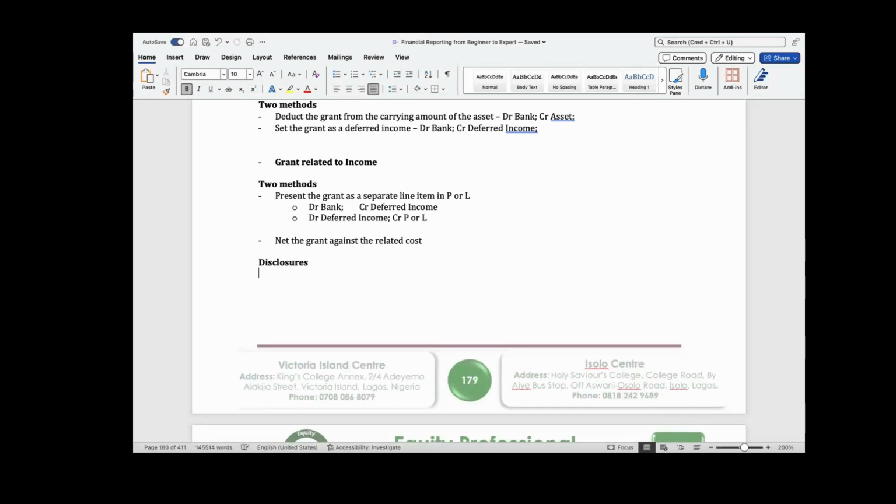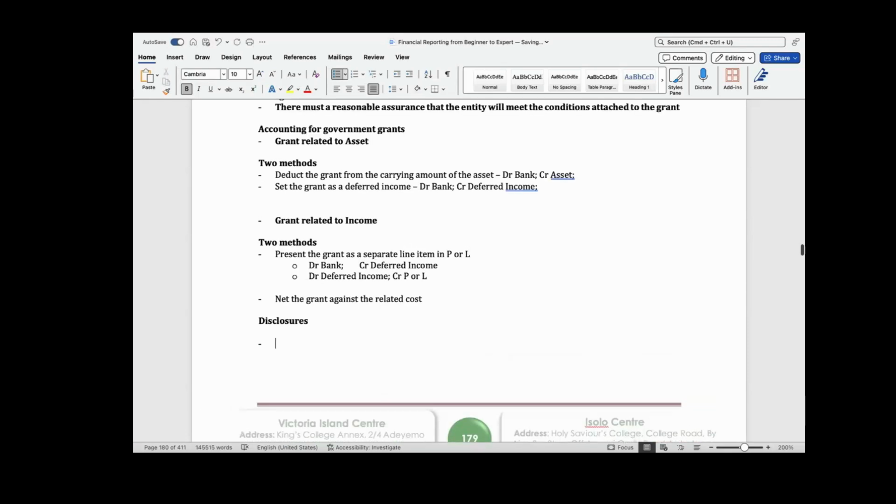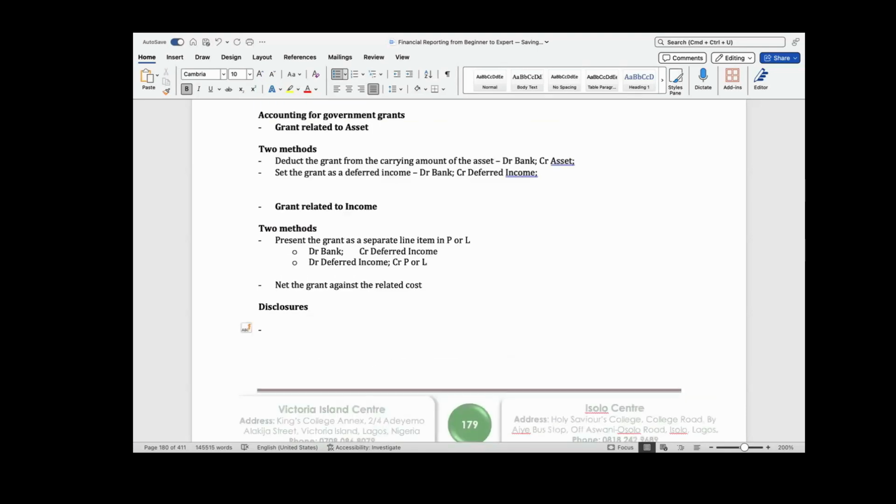Now, the disclosures required. Number one, when it comes to disclosure, from all we have said, one thing that's important is that you must disclose the conditions related to the grants. Under these conditions, you have to state the ones you have met and the ones you have not met. What are the contingencies attached? You need to tell us.